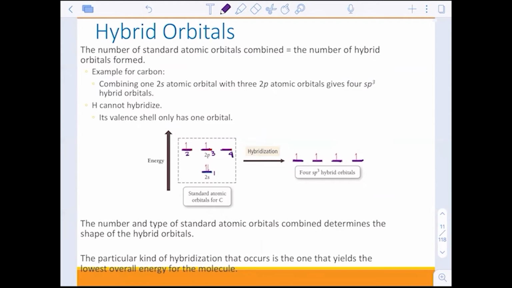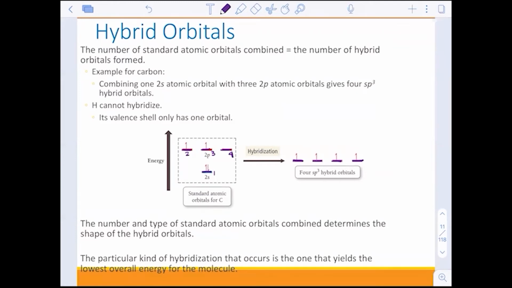Now, hydrogen cannot hybridize. It only has 1 valence electron and 1 valence shell. So that doesn't work. But what's great about hydrogen is it's usually not a central atom. Hybridization happens for the central atom only. And that's going to be very, very important for us to understand. If we look at a Lewis structure and identify a central atom, that atom can hybridize if required. Usually they do. Only on very rare occasions, like the H2S example, do we not see hybridization occur.